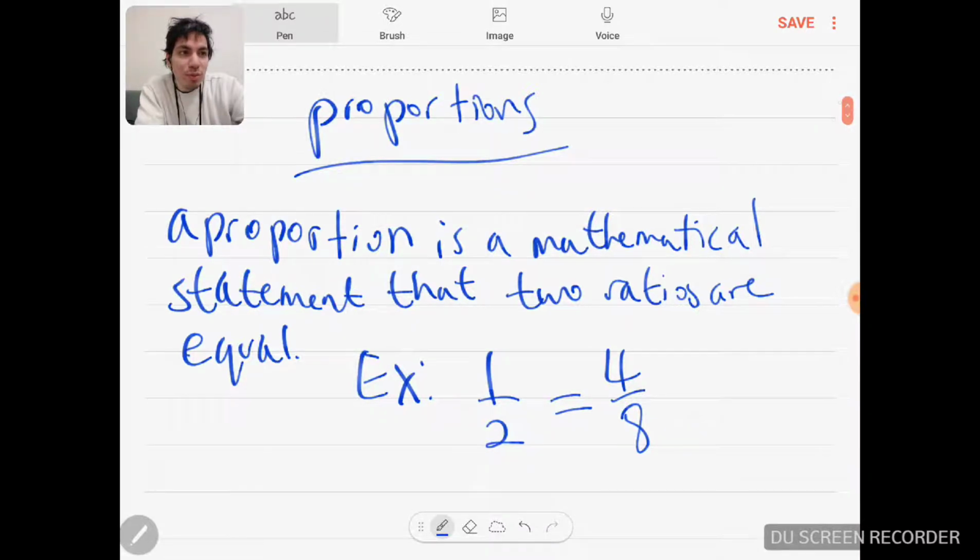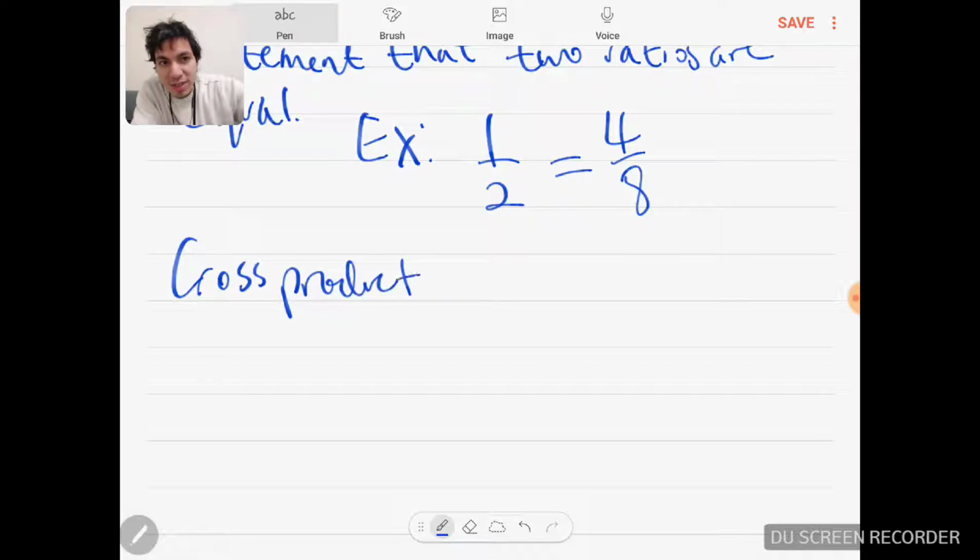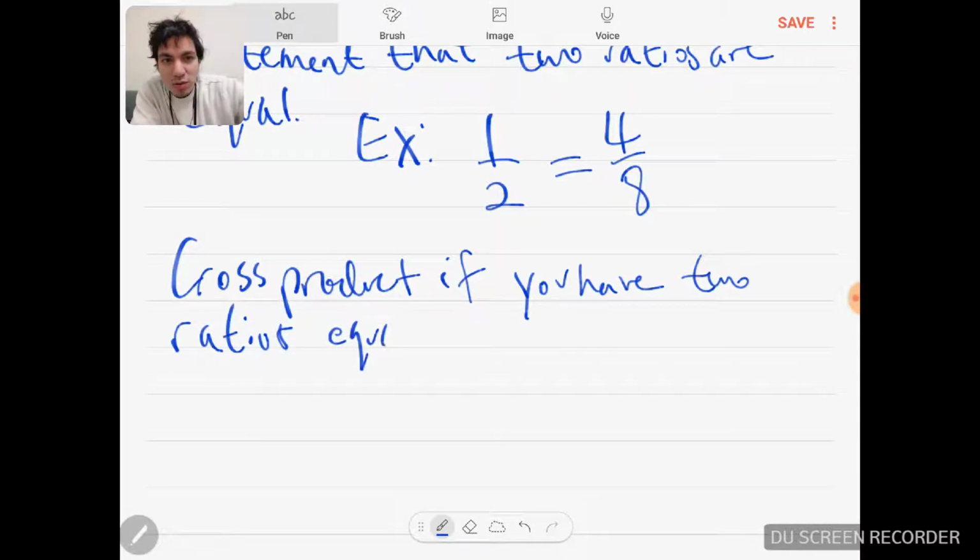Why is that a true statement? Well, because you could multiply top and bottom by 4 to get 4/8, or there's an easier way, which is something that we call the cross product. And mind you, I'm going to repeat this, but you can only use the cross product if you have two ratios equal to each other.